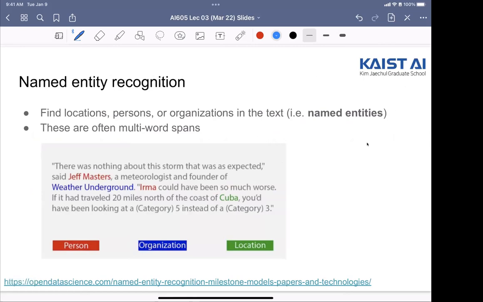Another example is named entity recognition. Part of speech is probably not so useful for applications, because people are not really interested in whether a word is a noun or a verb. Maybe you can build some application on top of it, and people have done that a lot, but not the application itself. Named entity recognition might be more applicable, because it's about finding locations, persons, and organizations in the text. These things are called named entities, and it's quite obvious why they're called that.